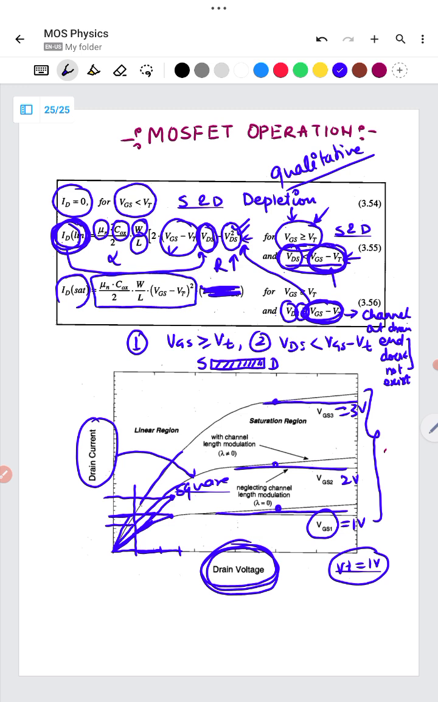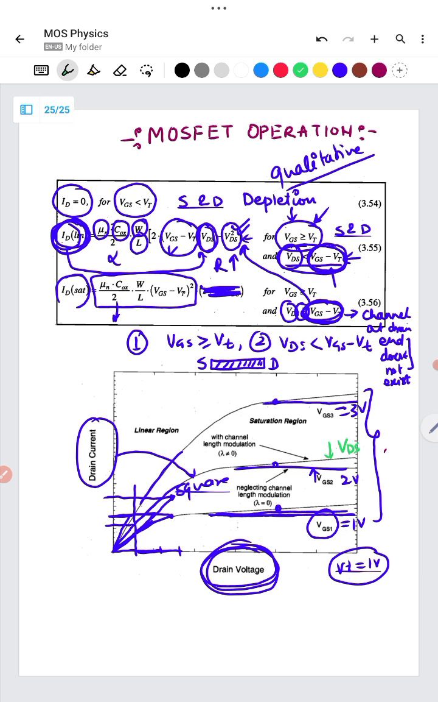But this equation is completely independent of VDS. What does it mean? The current has to be completely constant with respect to VDS. But when you actually draw the curves, actually take the measurements, you see that no, the ID is still a little bit dependent upon the VDS. It's depending upon the VDS with a very small amount.